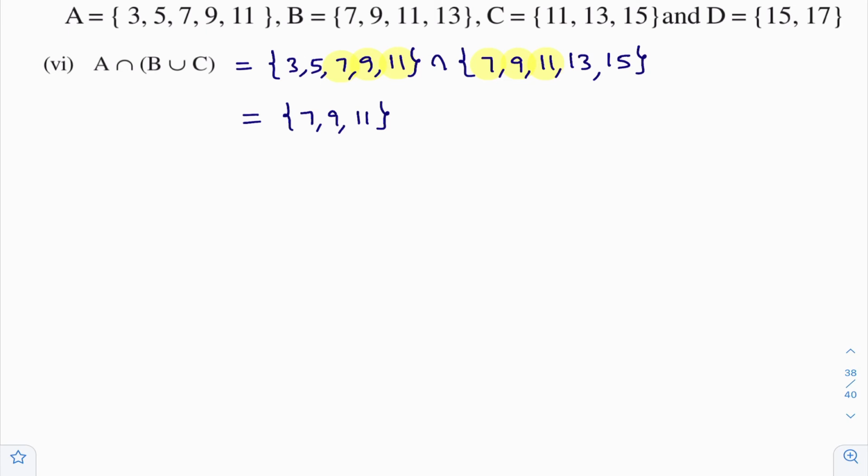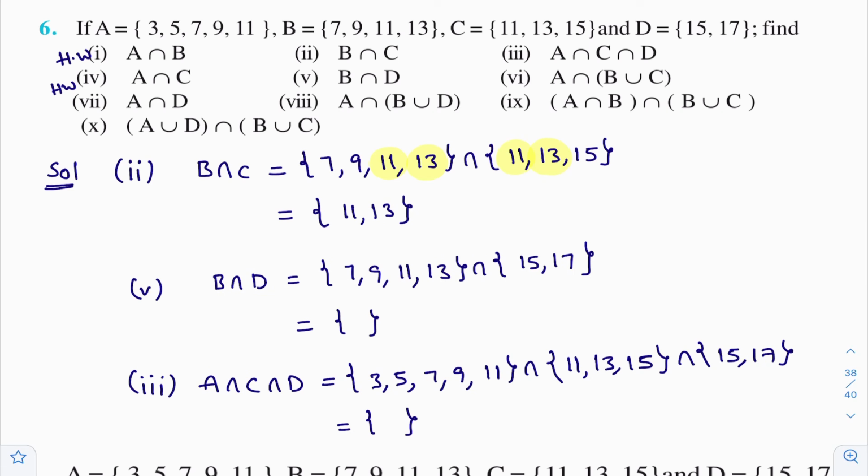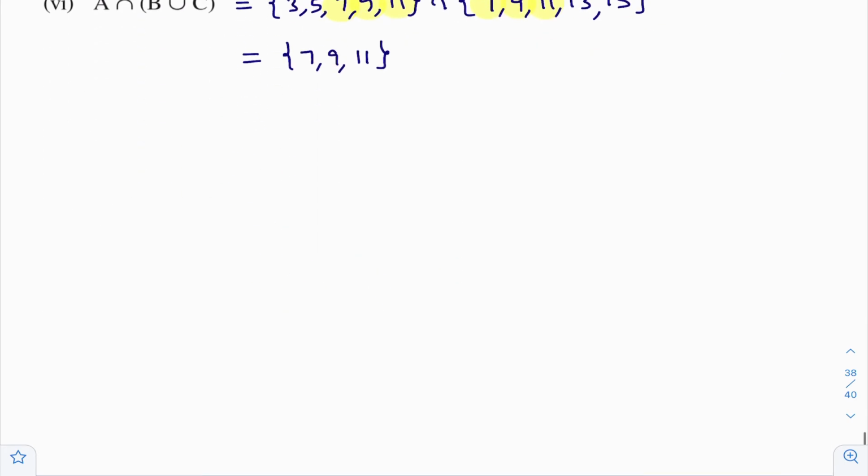Next, the 6th bit is over. You observe this 7th bit. You can do this very easily, right? I want you to try this 7th bit on your own. Now you see this 8th bit. We will do this 8th bit. What is this 8th bit? A intersection B union D.